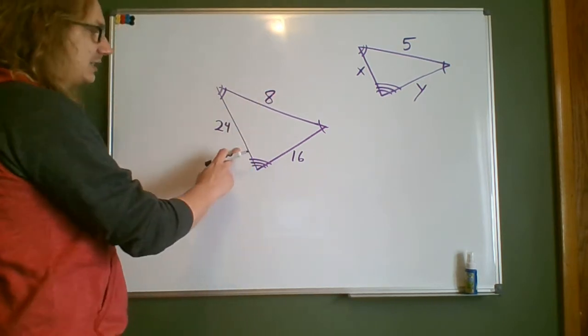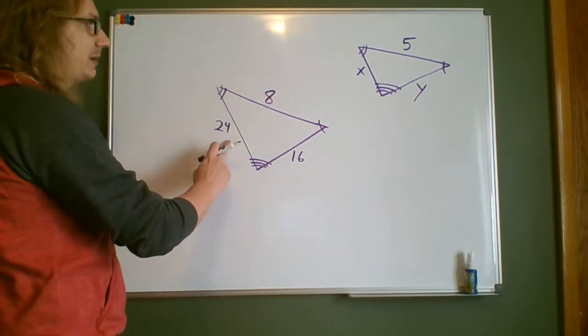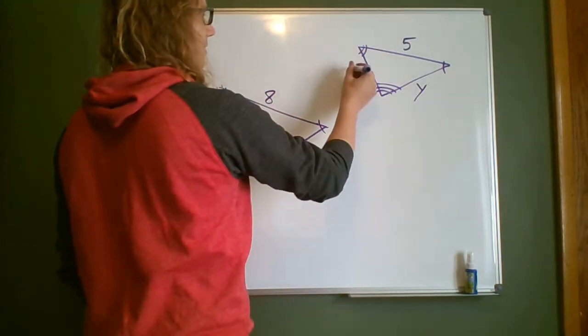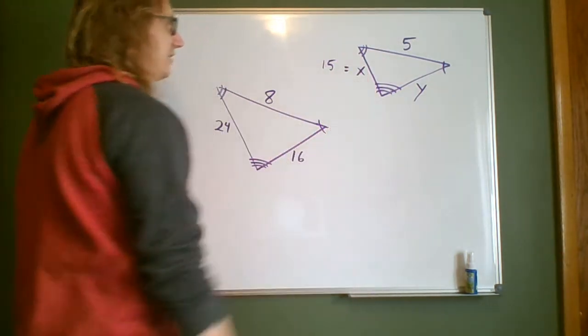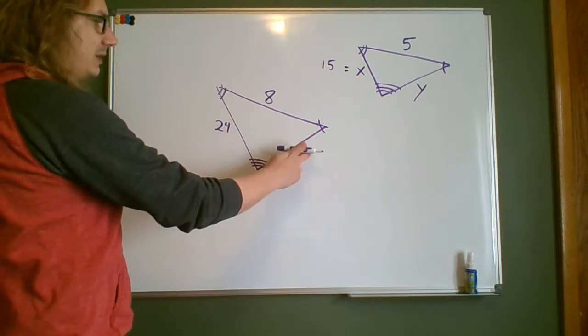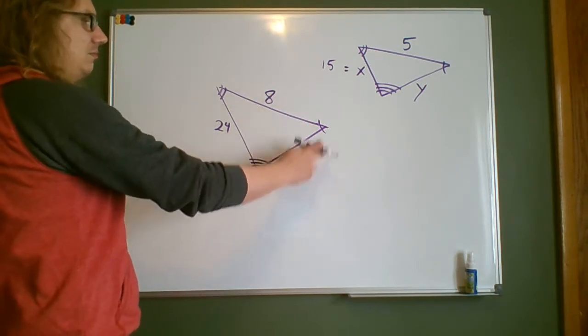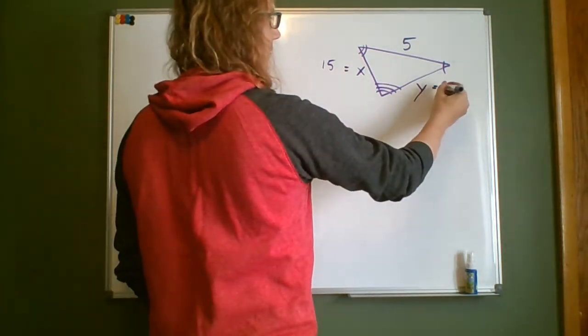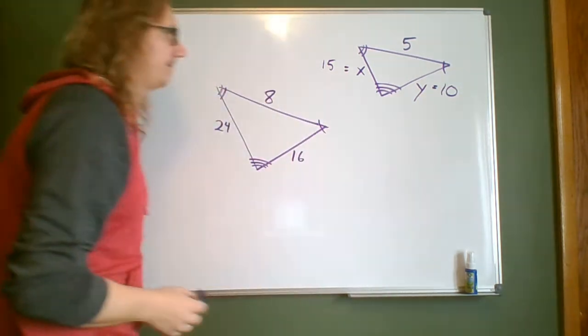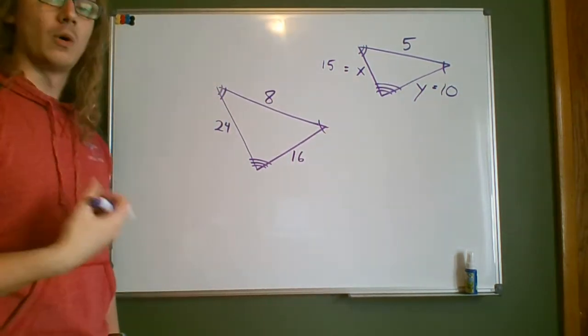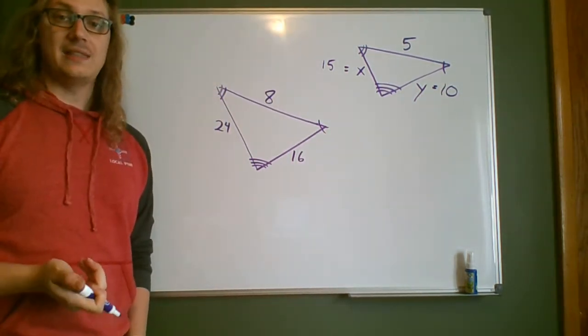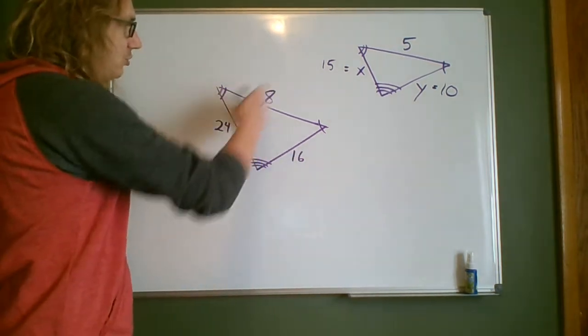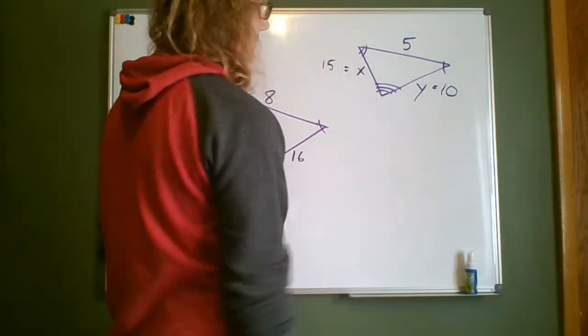So to get my longest side, I take my shortest side and multiply by 3. 5 times 3 is 15. To get to my middle side is my shortest side multiplied by 2. So y will equal 10. Okay? So it's much easier to see that. So maintaining these ratios is also something that similar triangles do.